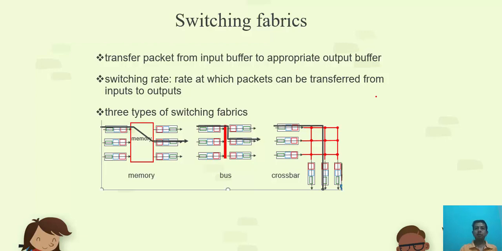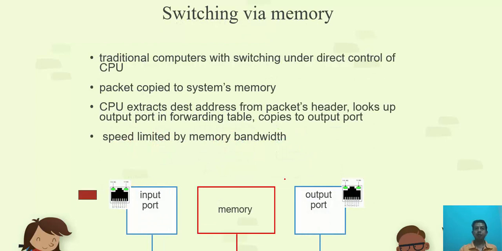It is through this fabric that the packets are actually switched. Switching means that the packets are forwarded from an input port to an output port. Switching can happen in a number of ways: switching via memory, switching via bus, and switching via an interconnection network like a crossbar. Okay, now let's first discuss switching via memory.